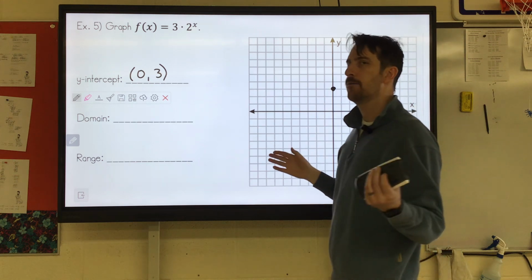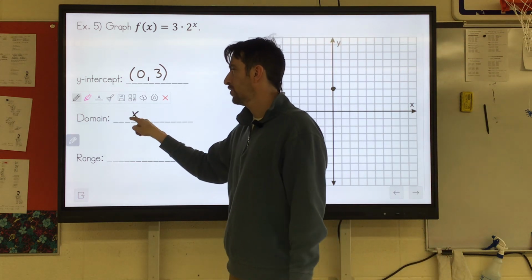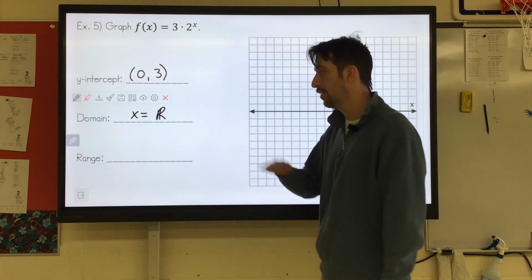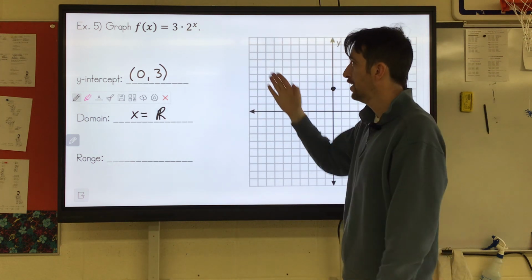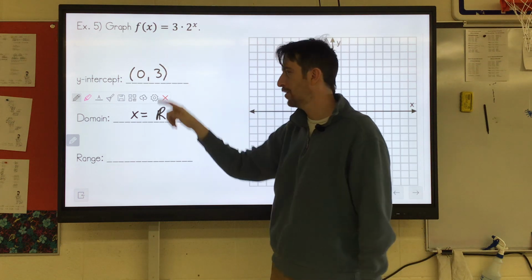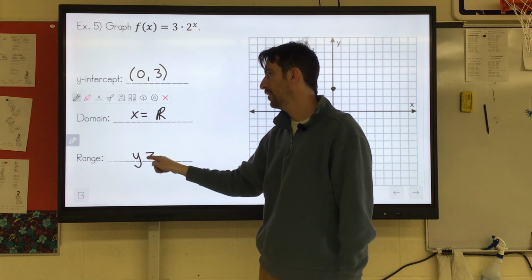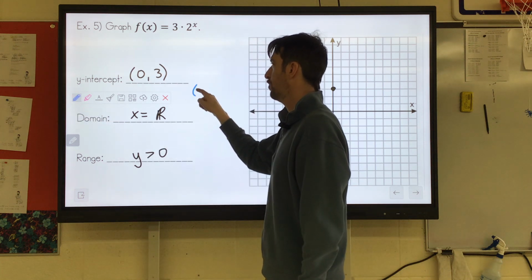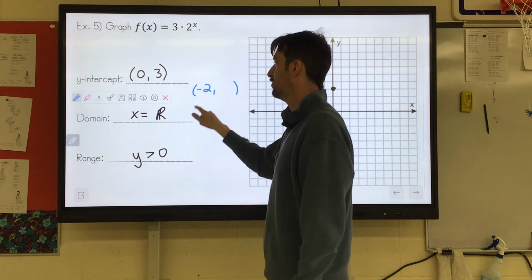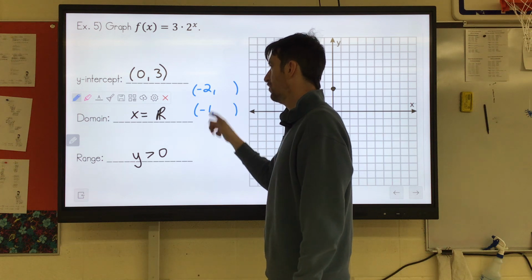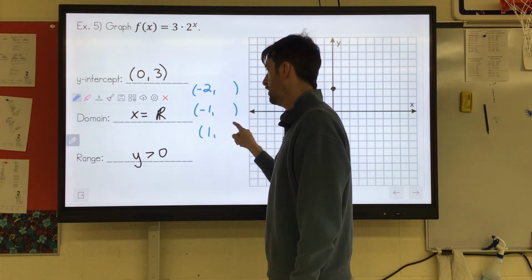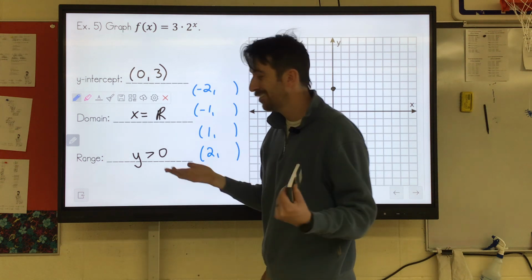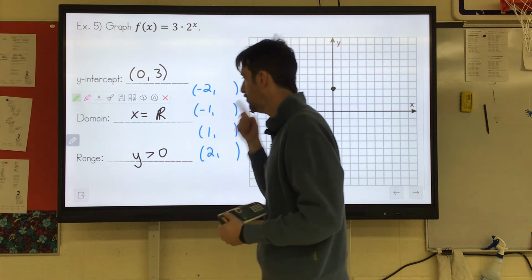Domain for every problem is all real numbers. So we'll say x equals all real numbers, and then the range is above or below 0. The number in front is positive, so that means it's going to be greater than 0. All right, we're going to need some other numbers. So we're going to pick our trusty -2, -1, 0 we already have, 1, and 2. You could do it in your calc, but we're pretty smart. Let's use our brains a little bit.